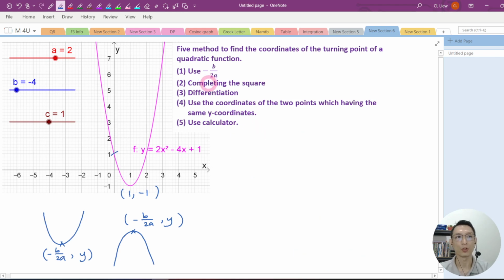Okay, the second method is completing the square. Normally, we do not prefer to use this method because it's quite complicated and easier for us to make mistakes. But if the question asks you to do so, then you need to follow the requirement. Now let me show you how to complete the square.